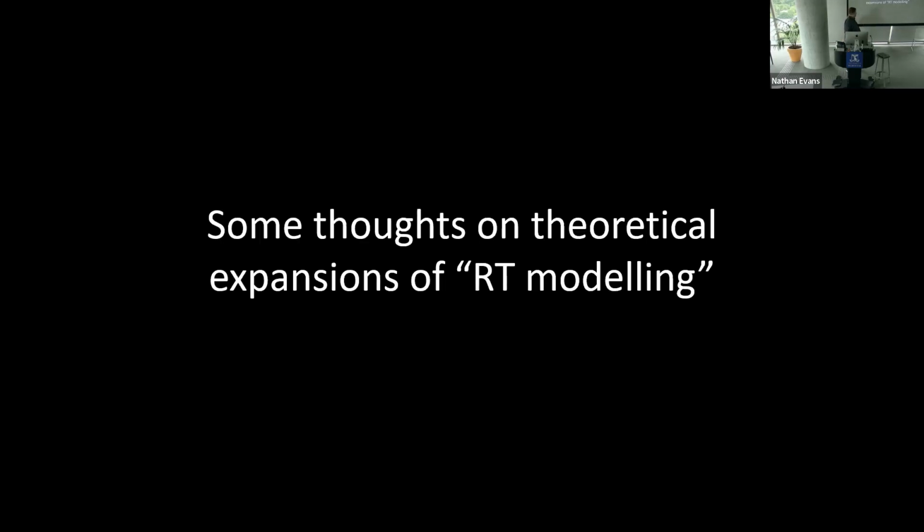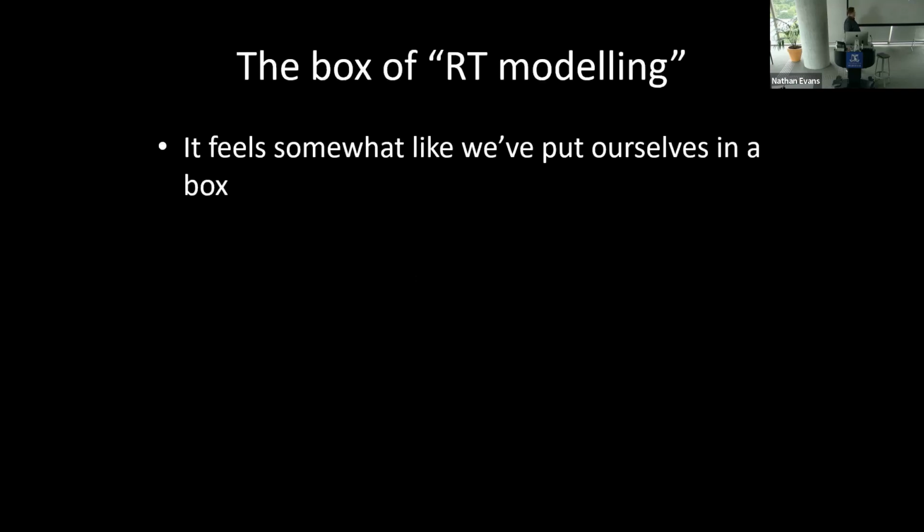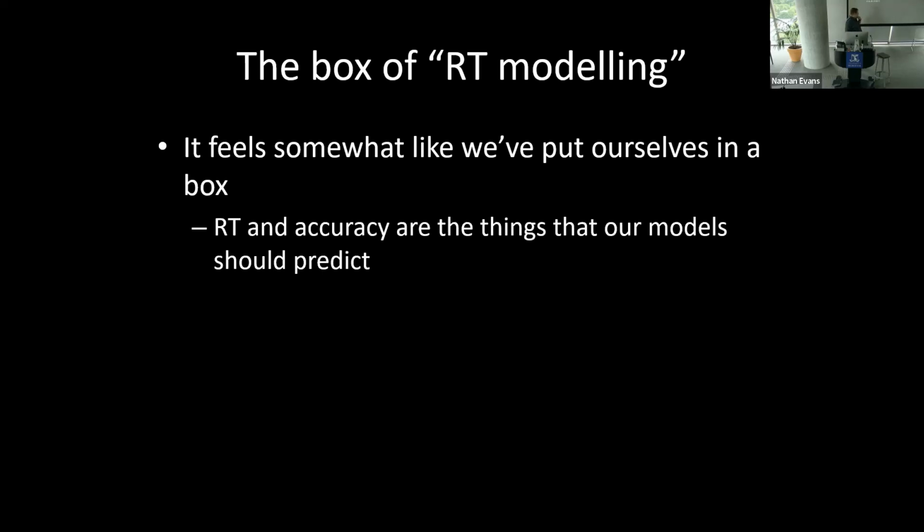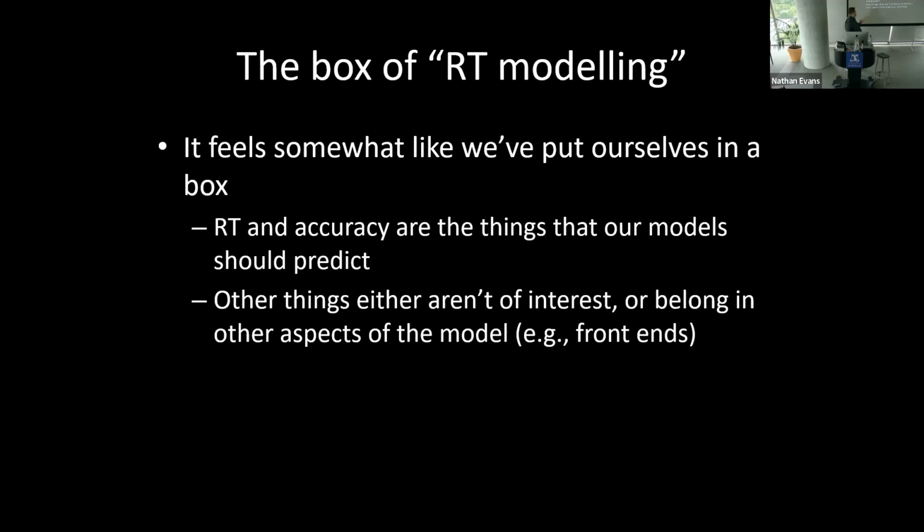So, some thoughts on theoretical expansions for RT modeling. I'll go through this super quickly. We'll just fly through it, right? The point here is that I think we put ourselves in a bit of a box with RT modeling, right? That RT and accuracy become the things that we predict. I've seen many talks from senior academics where they say, we'd like to have more information, but RT and accuracy is all that we have to apply our models to and to constrain our models, right? And I don't think this has to be the case, right?